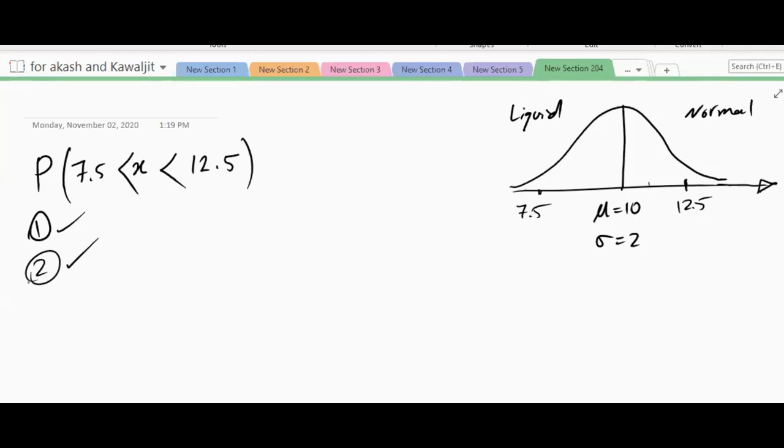Identify the areas of interest. Very good. What are the areas of interest? Notice that our table only gives us the areas between mean and a point in that table. So we are interested in this area, and also we are interested in this area. We are interested in these two areas. Yeah, we identified that, okay. What is the next step? Find the areas in the table. Okay, can we directly go to the table?